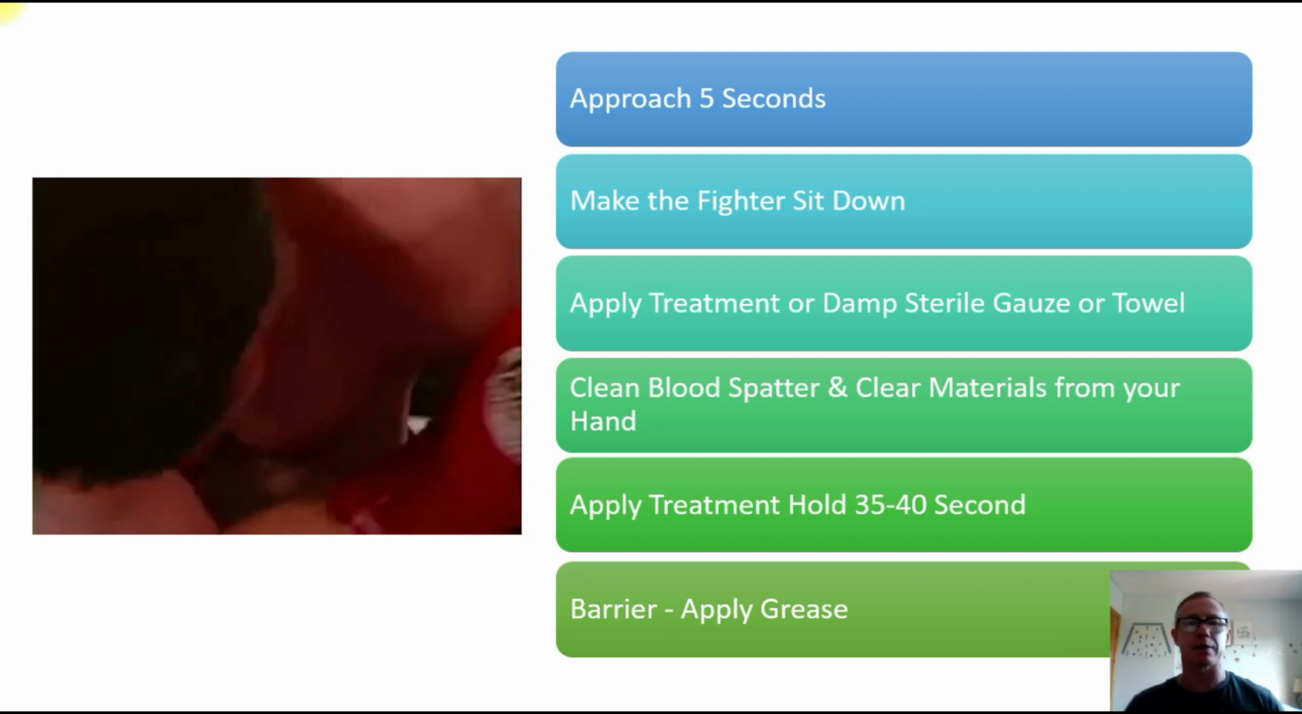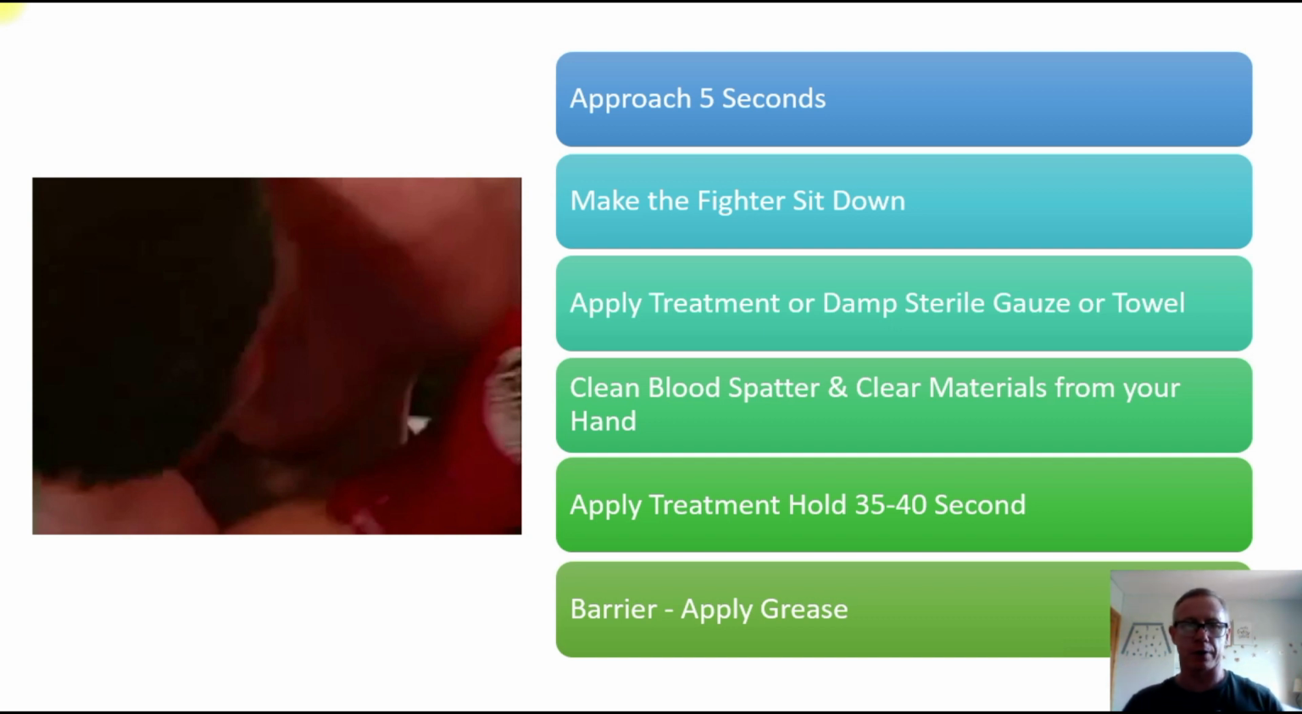Your approach should take less than 5 seconds. So by the time you mount the ring apron, and I'm going to use the word ring for MMA because the word octagon is owned by the UFC, so ring. I'm going to use the same term for Muay Thai, boxing, kickboxing, K1, whatever. So we're going to use ring. It should take you no longer than 5 seconds to mount or get inside the ring.